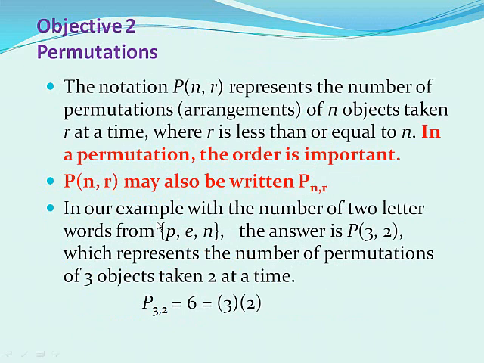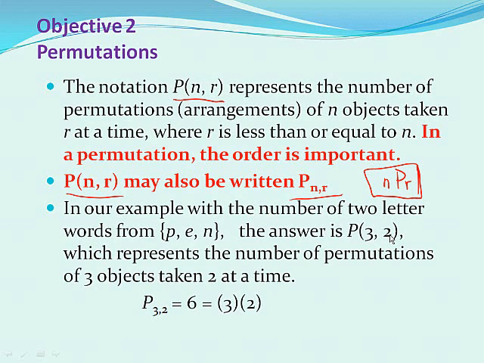So we are going to use some notations. Pn, R represents the number of permutations of n objects taken R at a time, where R is less than or equal to n. In a permutation, the order is important. This notation Pn, R can also be written as P suffix n, R, and in the calculator this will be denoted like this, nPr. So this is the calculator notation.